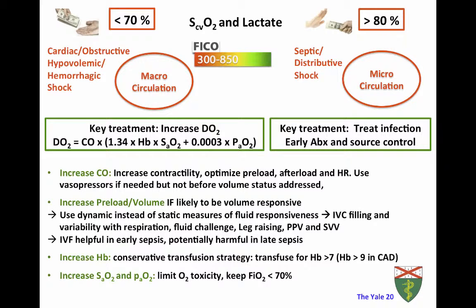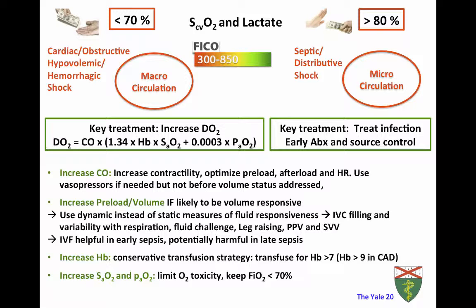For our final slide, I'd like to remind you of the ways an SCVO2 can be helpful, whether low or high, to help diagnose the type of shock. Remember that for etiologies of shock involving the macrovascular circulation, the key treatment is to improve the delivery of oxygen, whereas with forms of shock affecting the microcirculation, such as septic shock, the key treatment is early antibiotics and fluids.